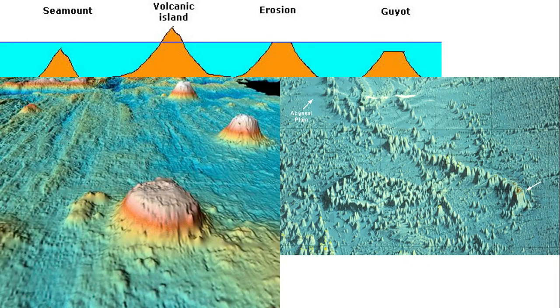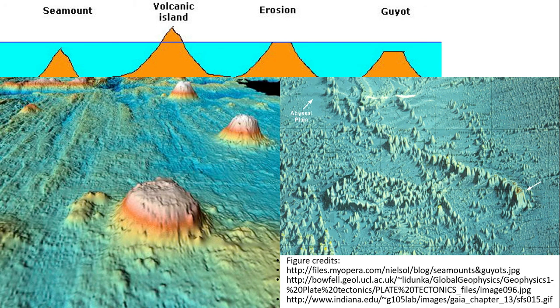So there are many volcanoes in various stages of evolution that pepper the seafloor. Again, a volcano that does not reach sea level is a seamount. A volcano above sea level is an island. An island that has been eroded flat and submerged is a guyot. So the bottom images are bathymetry maps of different types of underwater volcanoes.